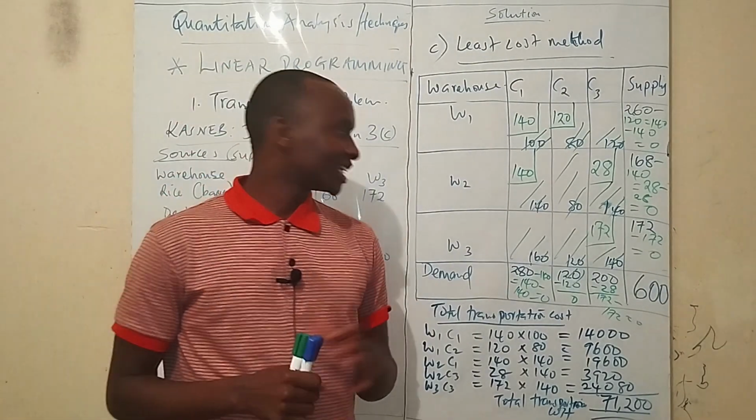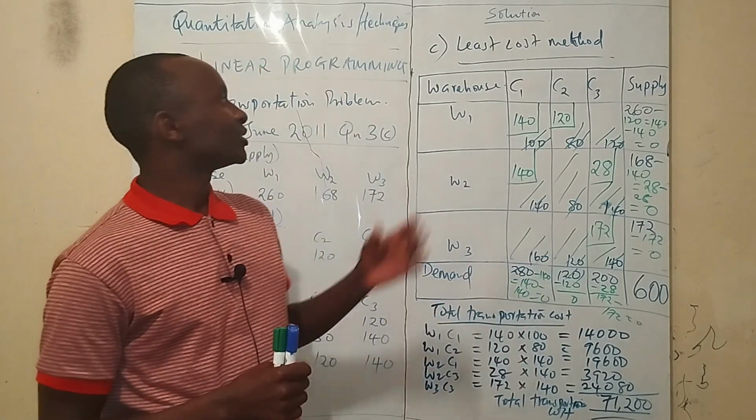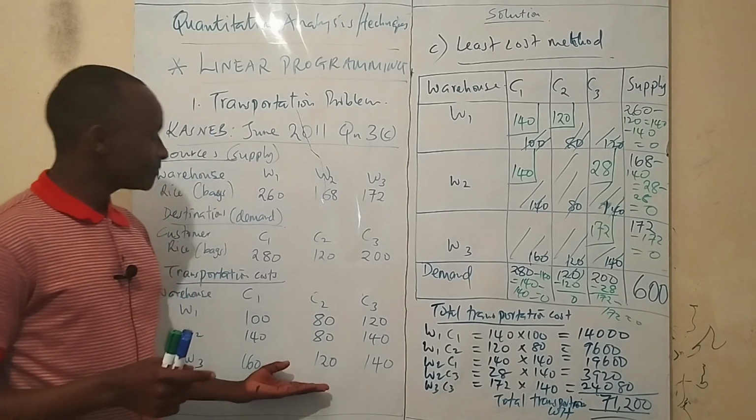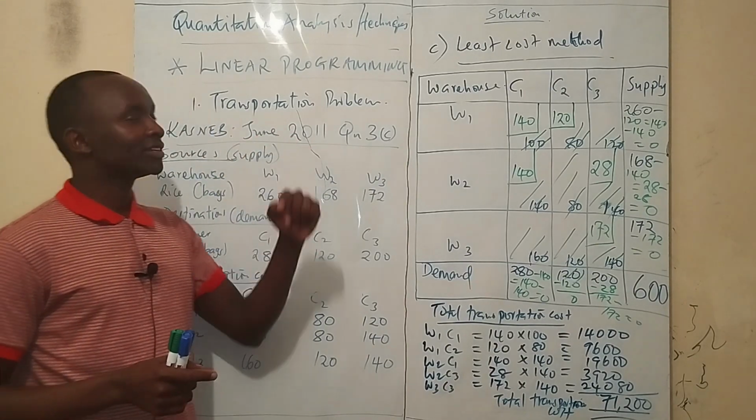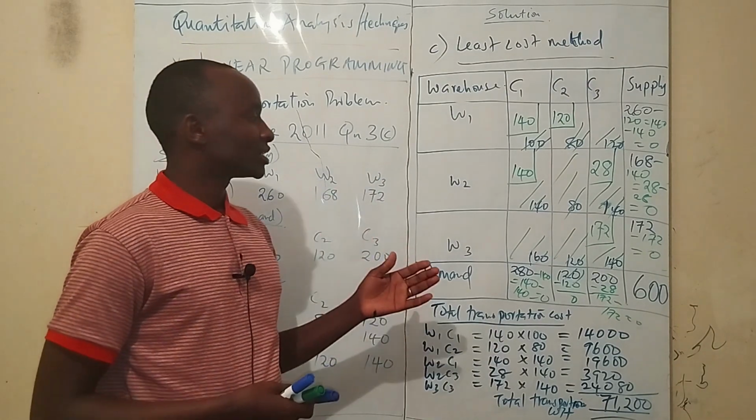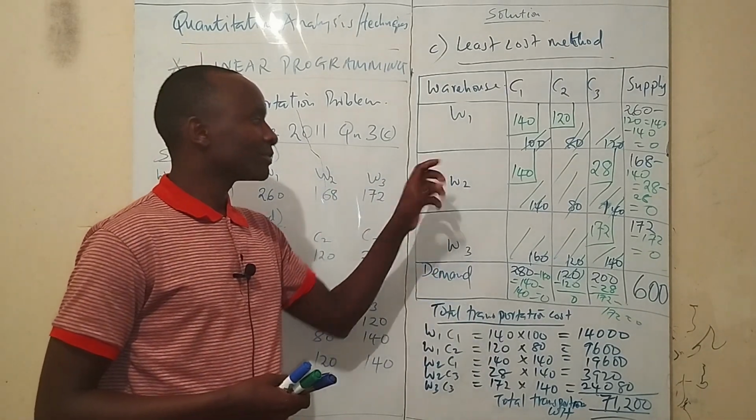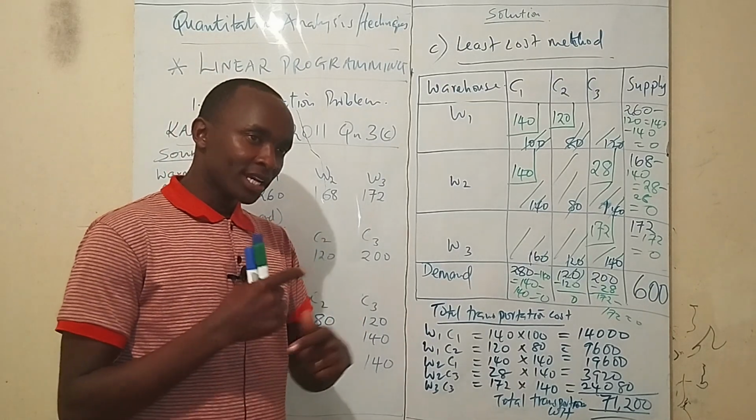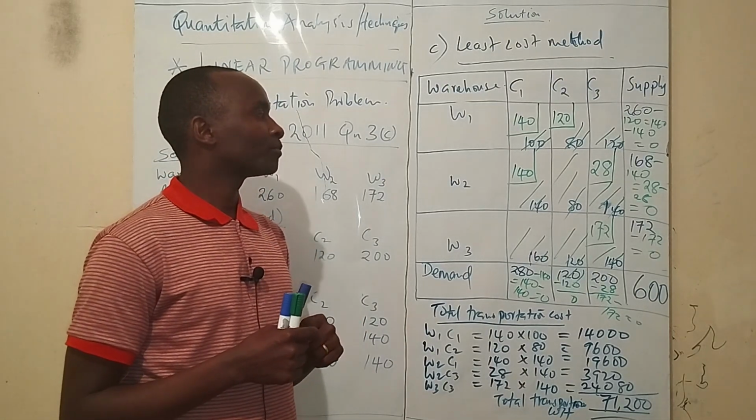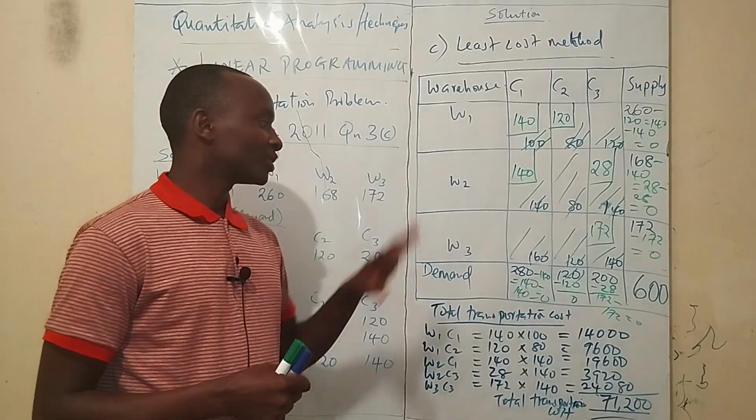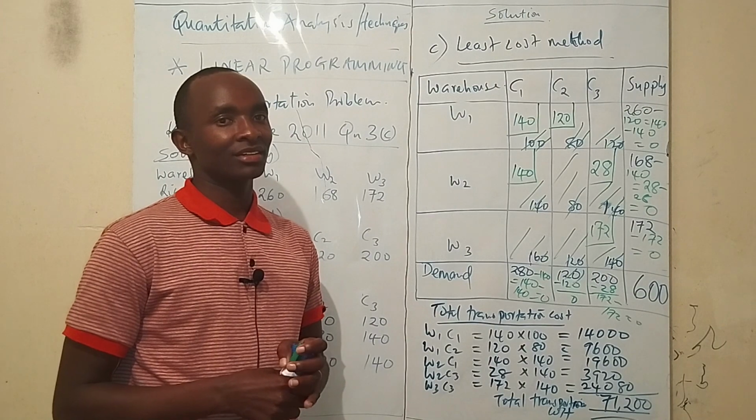So I want to believe I've done justice to the least cost method, and more so I've done justice to this problem that was examined in June 2011 by KASNEB, isn't it? So if you have not understood something here that we've discussed today, make sure that you rewind this tutorial as much as possible until you get to understand. So you should not fail this one in future, isn't it?